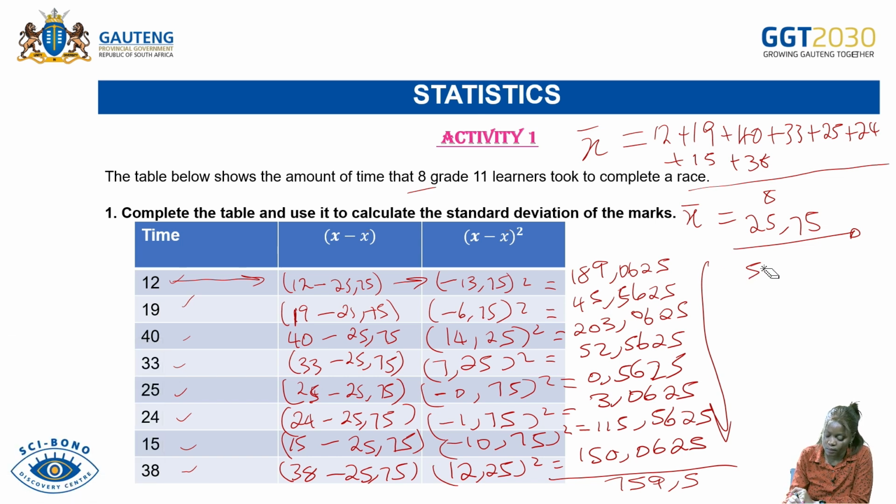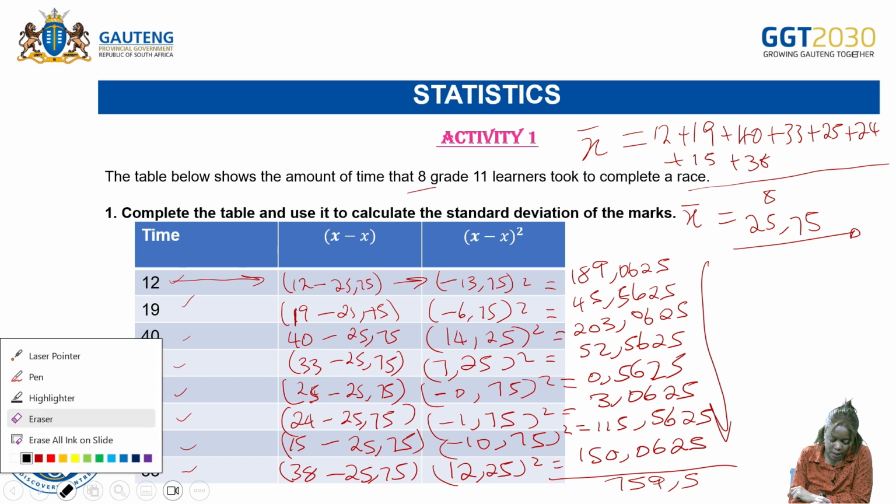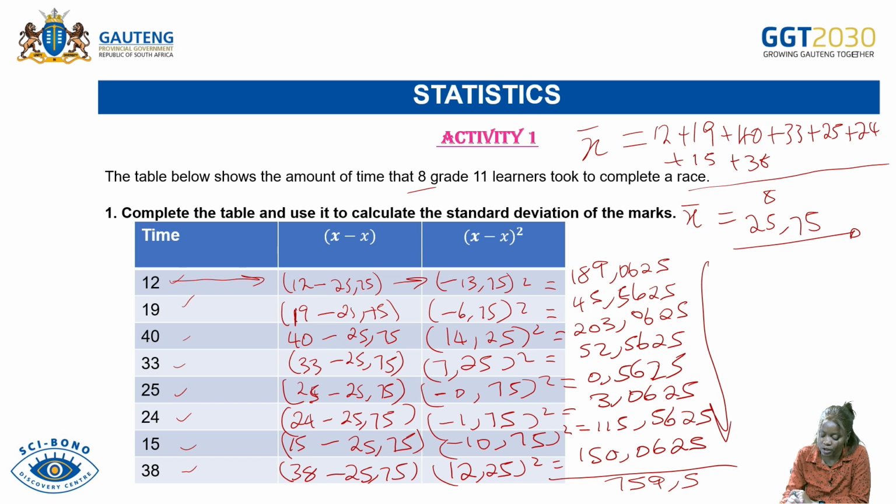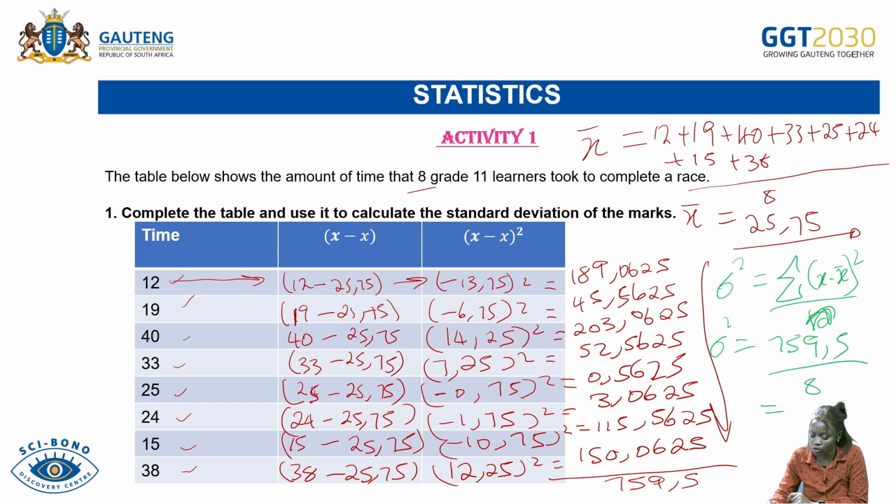Okay, so let's look at our equations. We said delta squared equals the sum of x minus x bar, squared, all over n. The sum of all of that, we said, is 759.5. You divide it by the total, which is 8, and you get delta squared, which is equal to 94.9375.